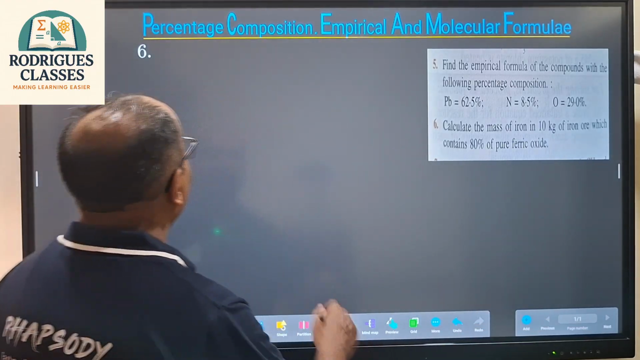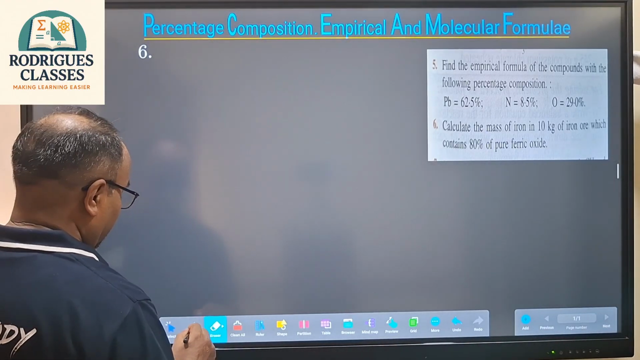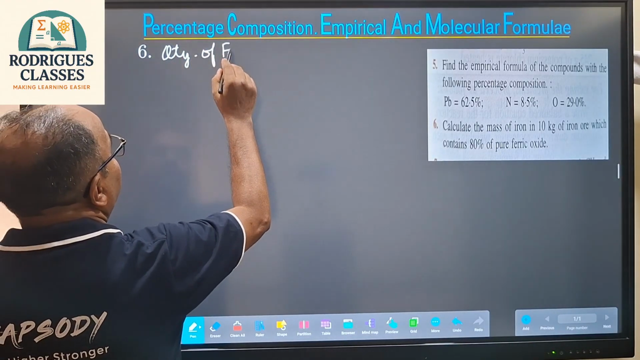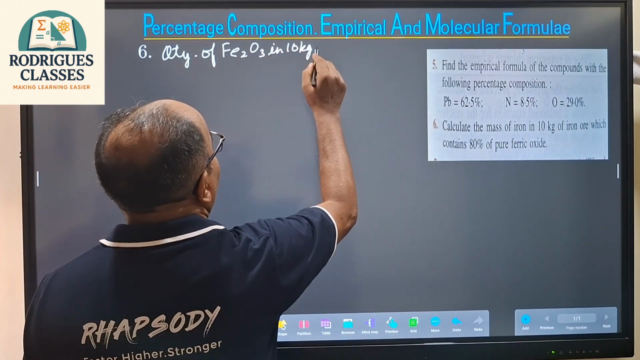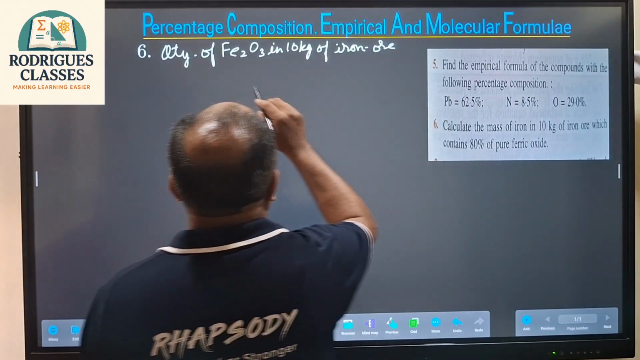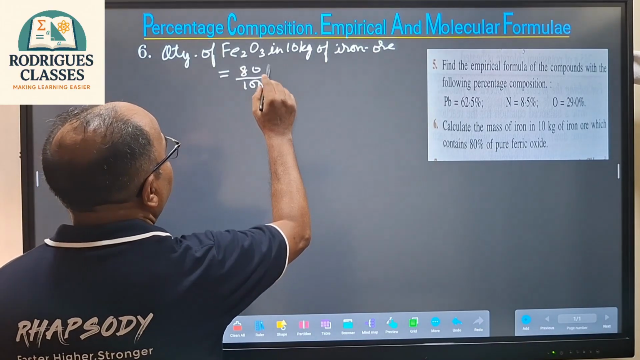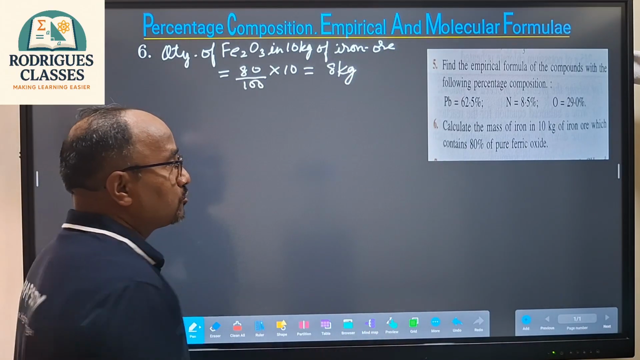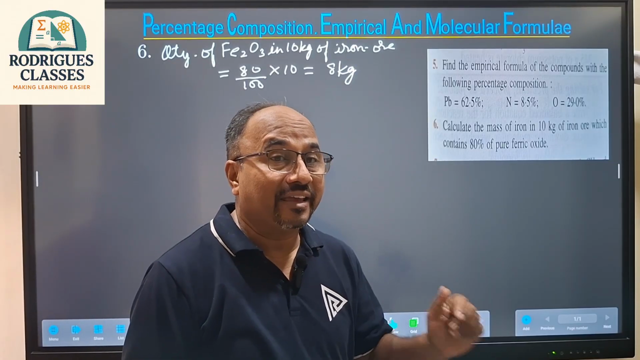So let us see. So we will find here the quantity of ferric oxide, Fe2O3, in 10 kg of iron ore, which will be equal to, it is given 80%, so 80 by 100 into 10, which on calculation will give you 8 kg. So we have 8 kg of ferric oxide. We need to know how much iron is there in it.